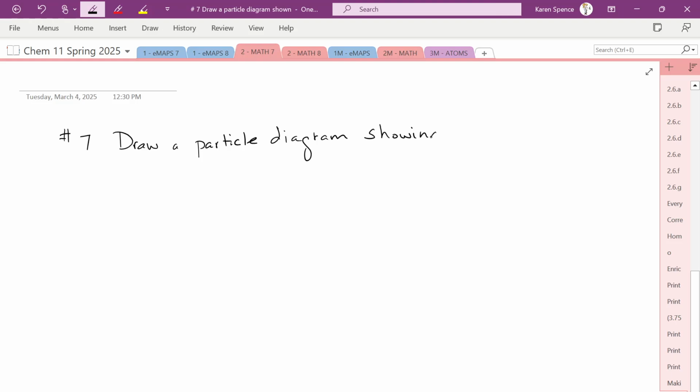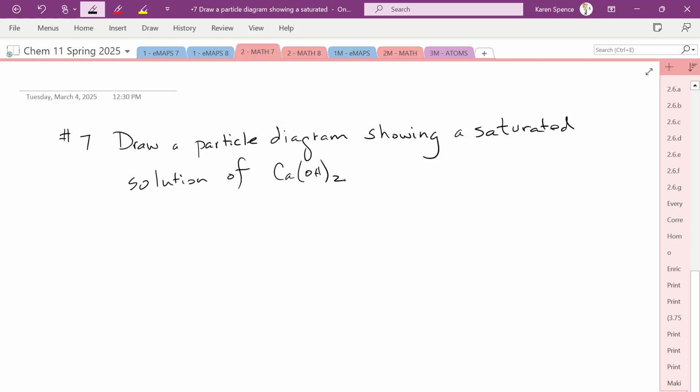Draw a particle diagram showing a saturated solution of calcium hydroxide. All right. Now, this relates back to the concept of saturated and unsaturated. How can we tell if we have a saturated solution?